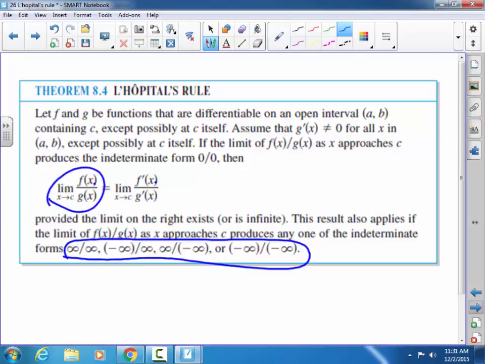So we kind of reduced evaluating limits down to 2 things. Plug in. If you get a number, great. If you don't get a number, take the derivative and go at it again.